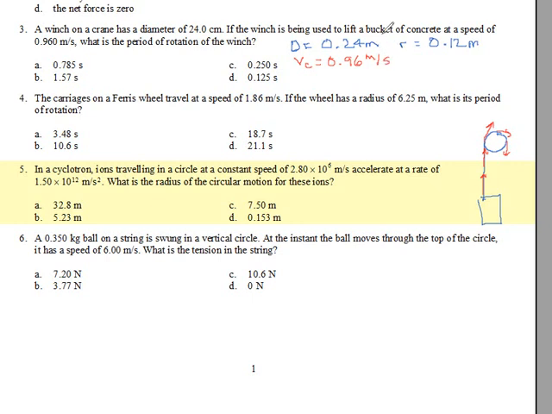0.96 meters per second. And they're asking us for the period of rotation, which is what our formulae call capital T. So, do we have a formula that combines VC and T? Yes, we do.